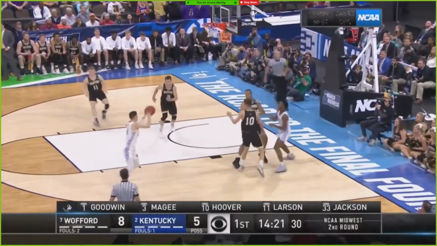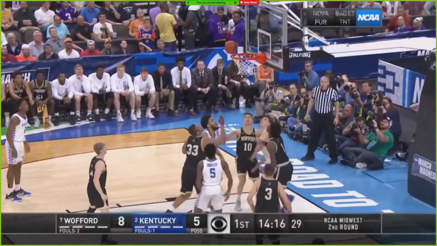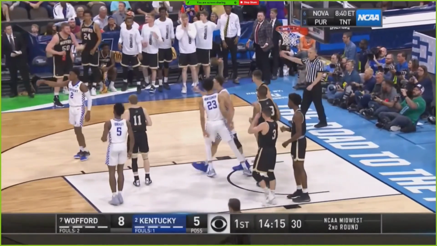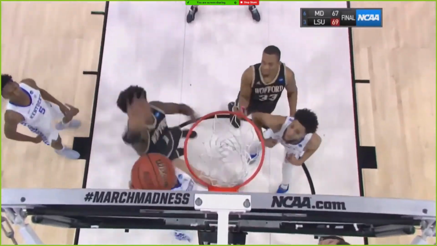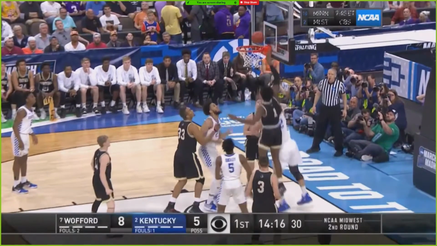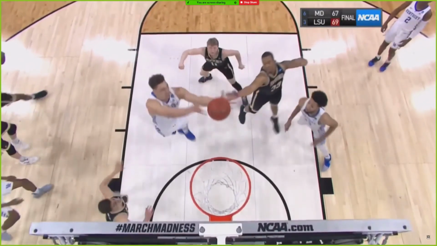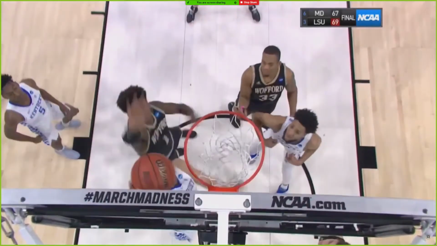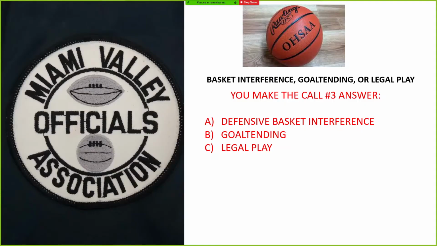Guarding, good hands, deflection, and a steal by Quickly. Hero. Travis clears out space. Layup doesn't go, but it's goaltending. Oh, good one on the glass. Question is, does this one hit the glass first? The answer is goaltending.